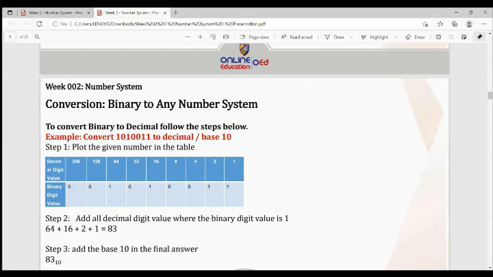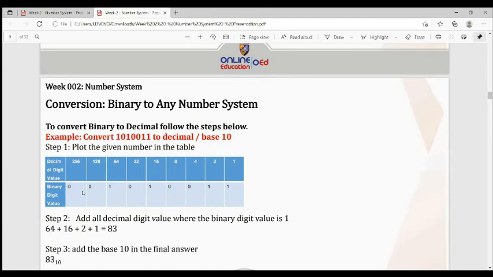So, ipa-plot natin ngayon yung binary. So, we have 1, 1. Ito yun ha. 1, 1. So, mag-start tayo sa right. 1, 1. And then we have 0, 0. So you just plot 0, 0. And then again, 1, then 0, and 1. So, hanggang dyan lang tayo. Wala dito, wala na dito.